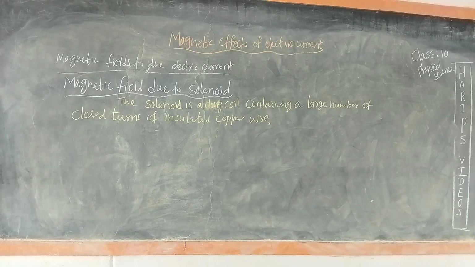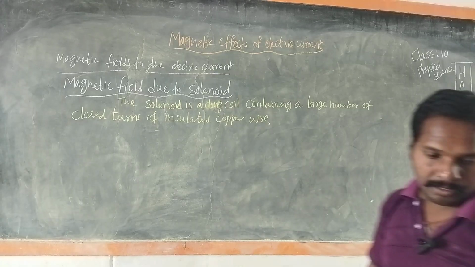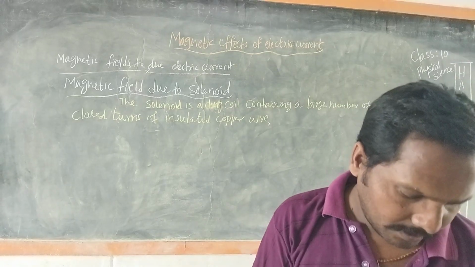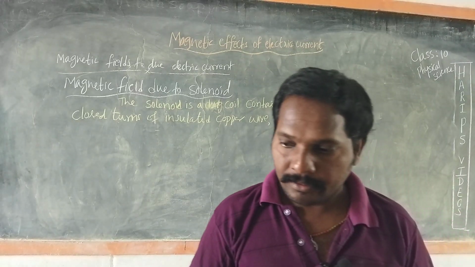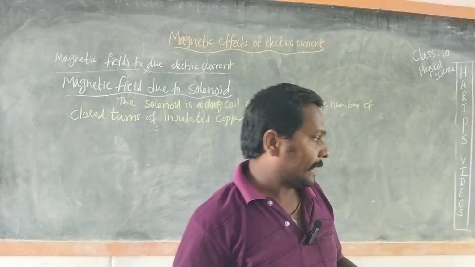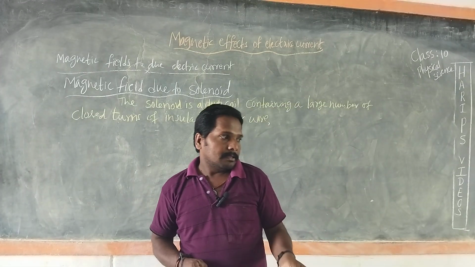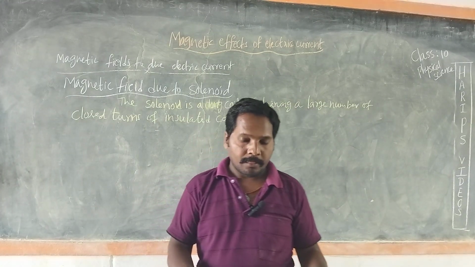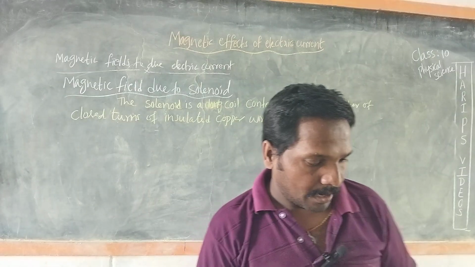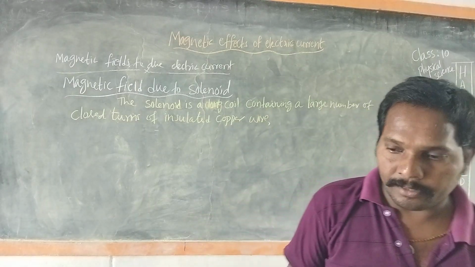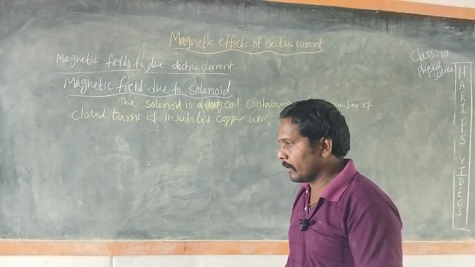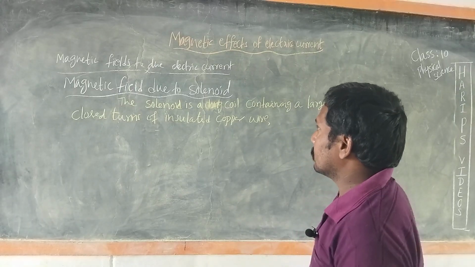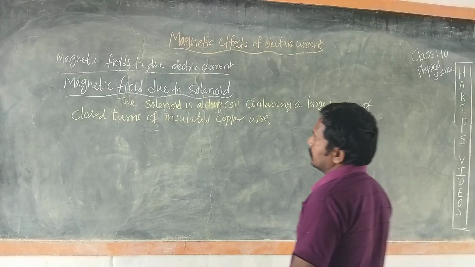Okay, the next third one, magnetic field due to solenoid. Let us discuss the direction of the magnetic field formed by a solenoid. So first of all, let us know what is a solenoid.